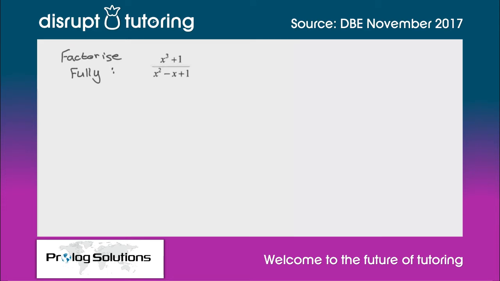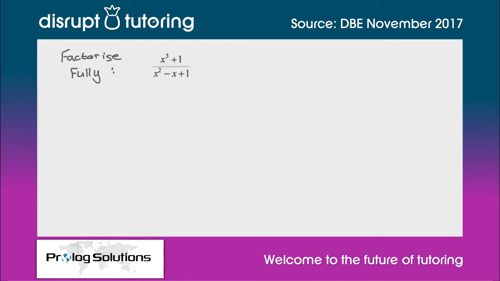Now normally with these questions we'd factorize the top, then we'd factorize the bottom, and then we cancel out along the way. But what we will do is we'll start by factorizing the top and see if there's anything that we need to cancel before we continue.